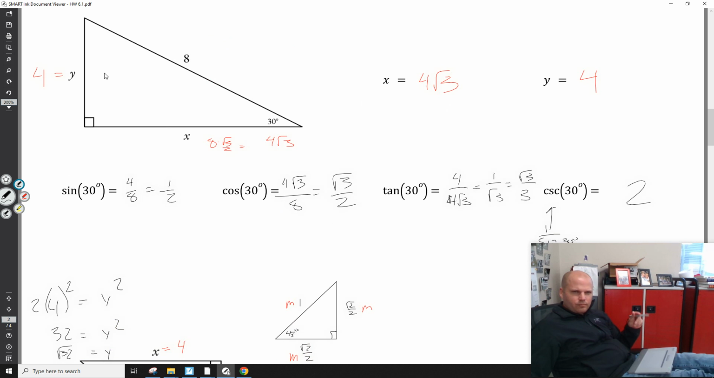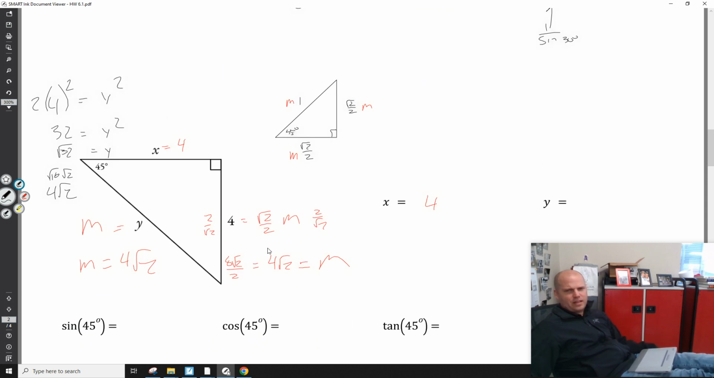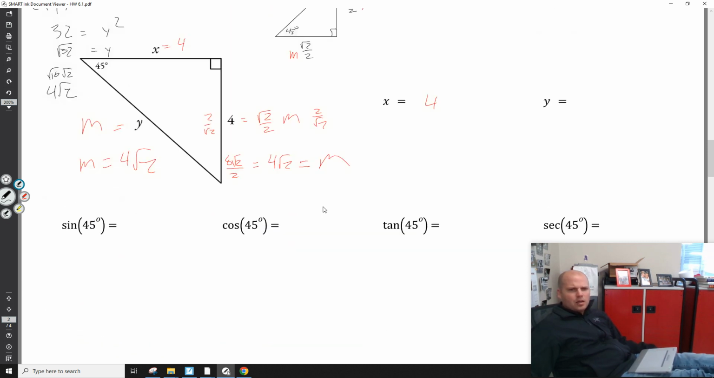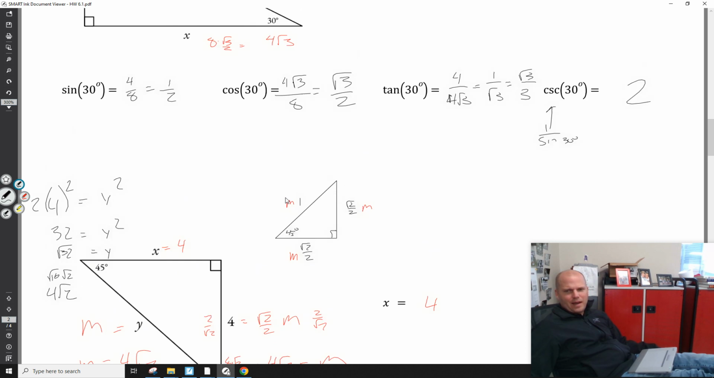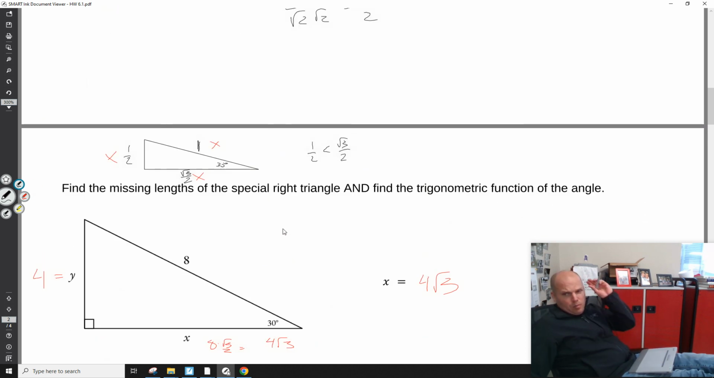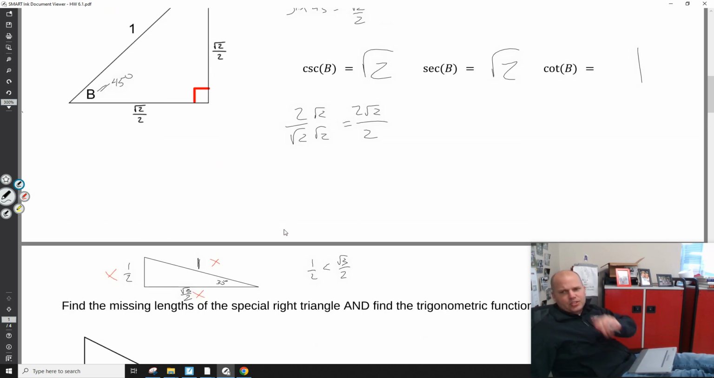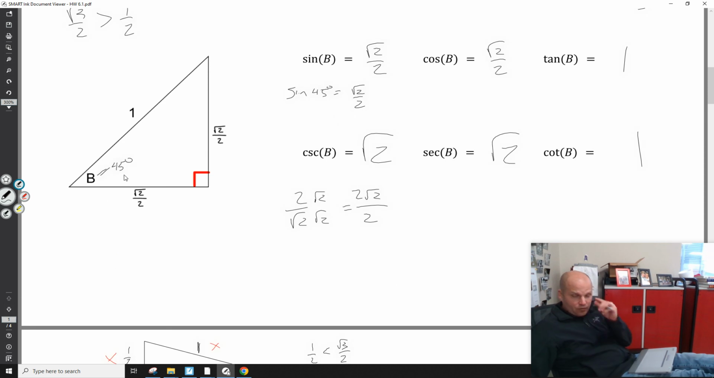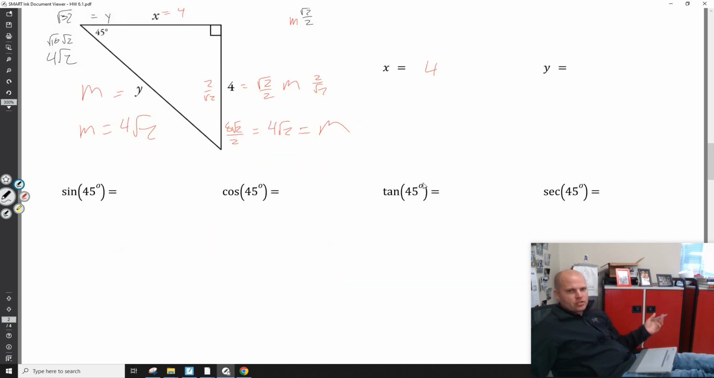But with 30, 60, 90s, it's not as easy to do the Pythagorean theorem because you won't have the same side length. So, figuring things out no matter what. But it doesn't matter the size of your triangle. If your angles are 45, 45, 90, these ratios will appear: root 2 over 2, 1, root 2. Those are the ratios that are going to appear.